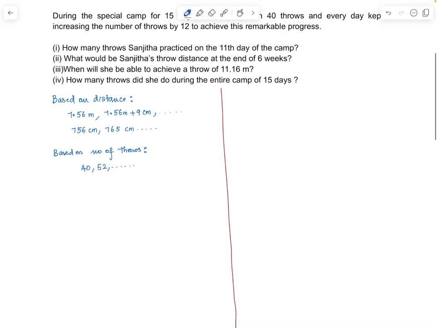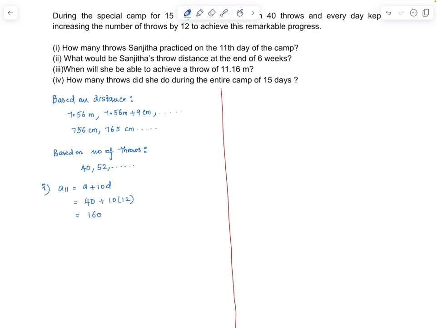Question 1. How many throws Sanjita practiced on the 11th day of the camp? Now we have to refer to the AP based on number of throws. A11 is equal to a plus 10d. a is 40 plus 10 times 12, which gives us 160.